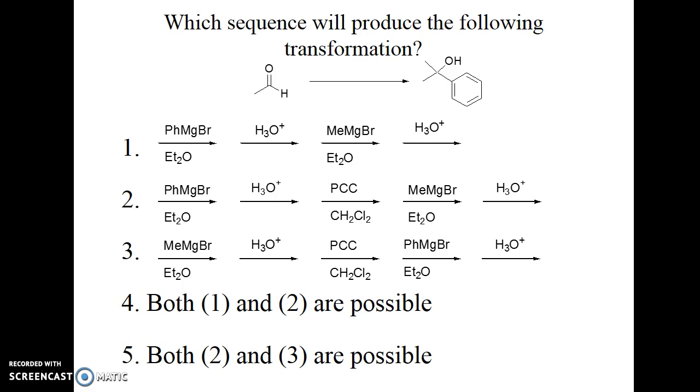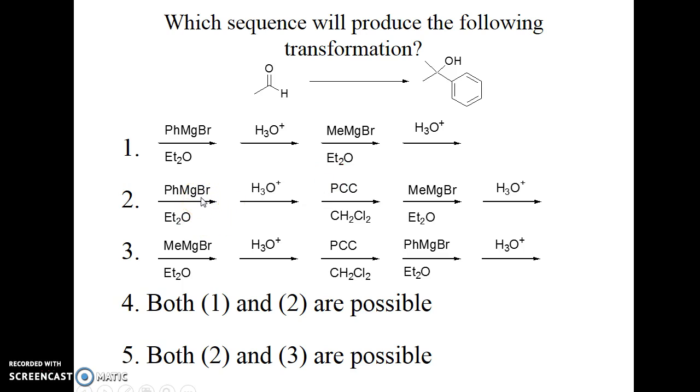Let's look at what sequence would give us this transformation. Well, let's just go through them one by one. Phenyl magnesium bromide would put a benzene ring here, and then treatment with acid would protonate the alcohol. Methyl magnesium bromide would deprotonate this, and then treatment with this would reprotonate the alcohol. So the only thing that we would get would be the addition of the phenyl group, and we would be missing this extra methyl group.